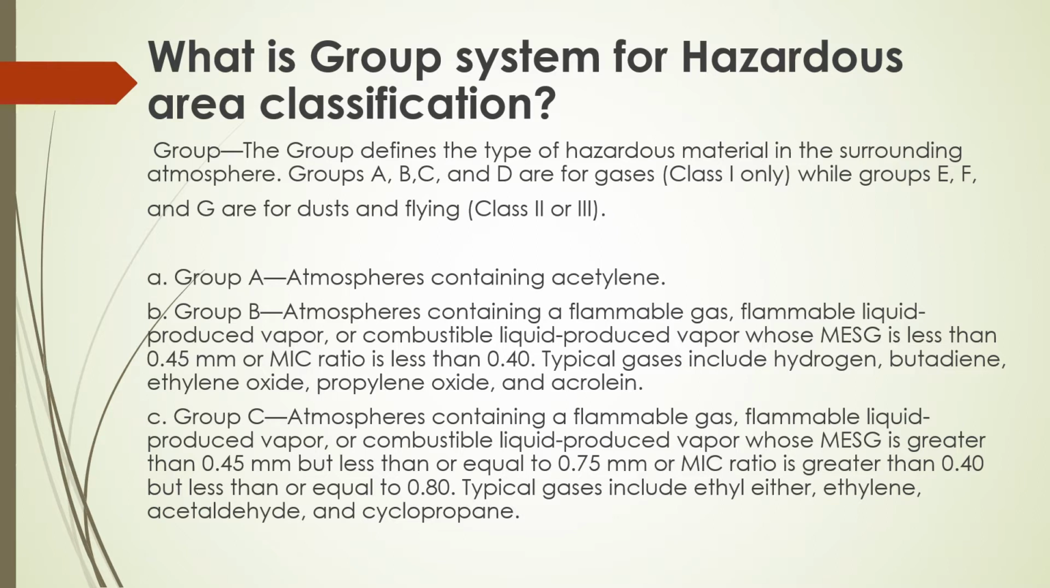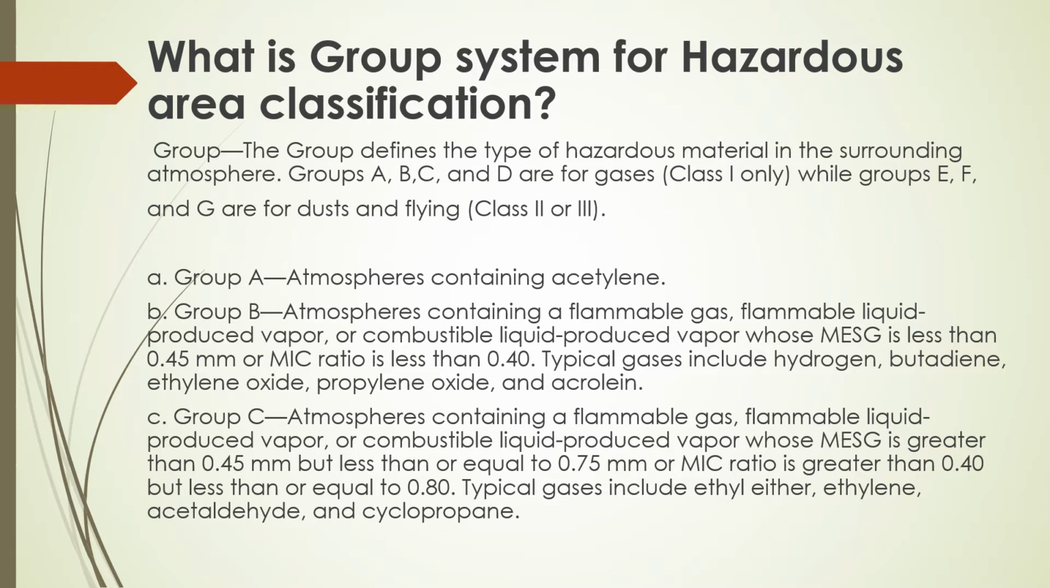What is the group system for hazardous area classification? The group defines the type of hazardous material in the surrounding atmosphere. Groups A, B, C and D are for the gases, while groups E, F and G are for the dust and flyings. So group A, atmosphere containing acetylene.